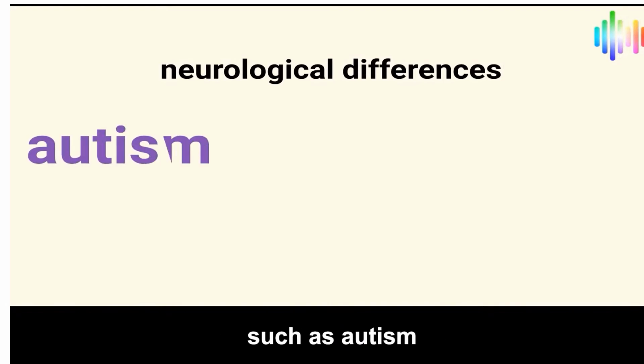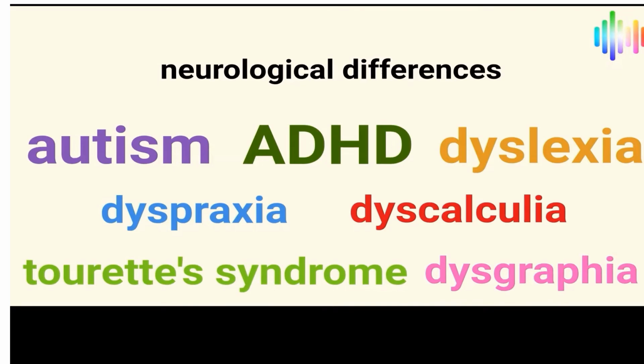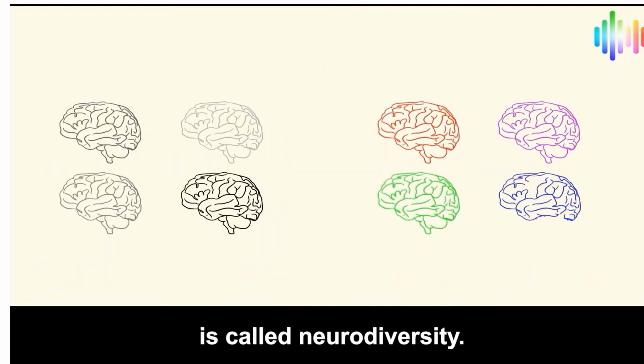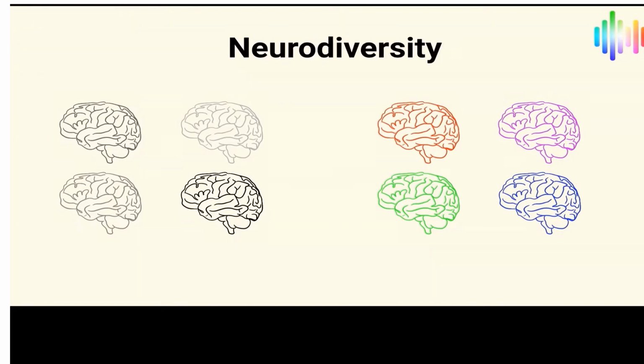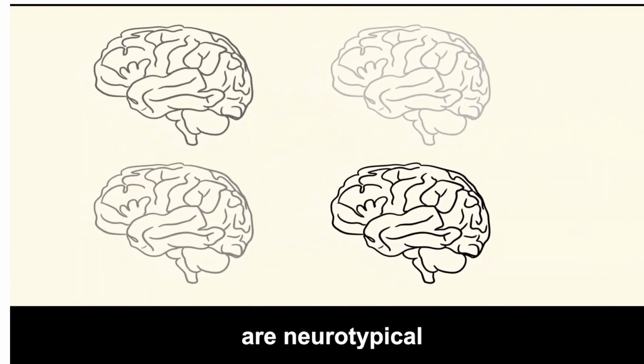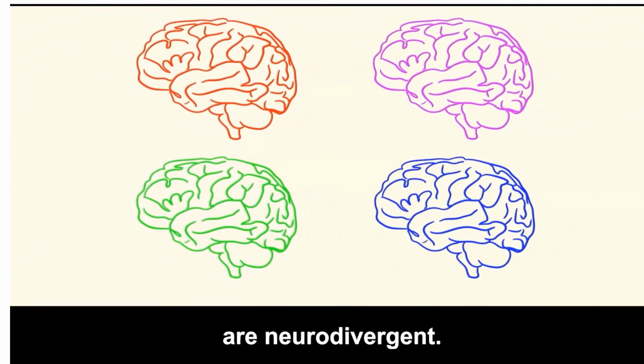It's the same thing with people with neurodiversities, such as autism, ADHD, dyslexia, and more. They just do things and perceive the world a little bit different. This natural variation in our brains is called neurodiversity. Again, not a right or wrong thing. Those of us with no neurological conditions are neurotypical, and those of us with neurological conditions are neurodivergent. This video does a great job of explaining that a little bit more. So let's play it and see what they have to say.